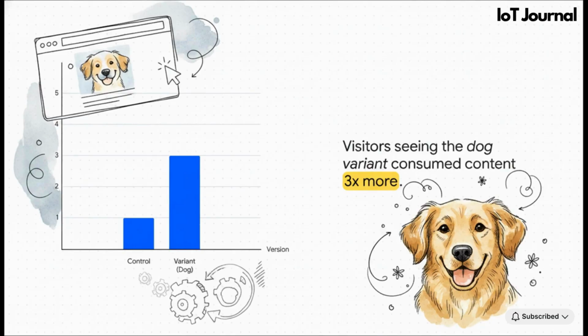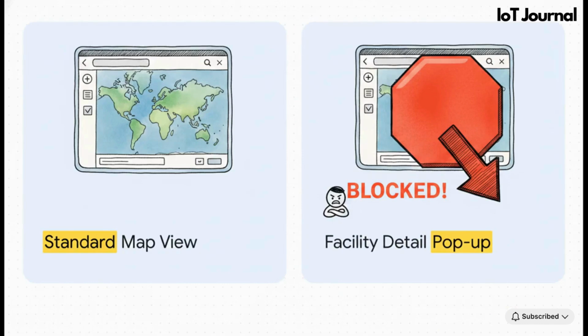3 times! It really goes to show how a little bit of unexpected delight can massively drive user engagement. But hey, testing isn't always about celebrating these massive home runs. Sometimes it's about learning what absolutely not to do. Take this classic pop-up to flop-up example.